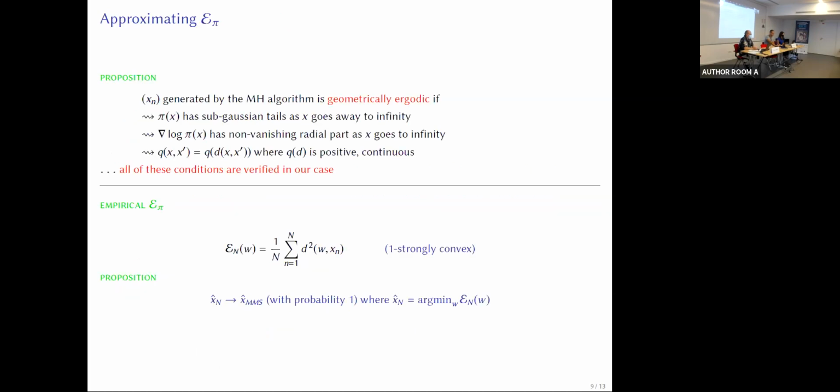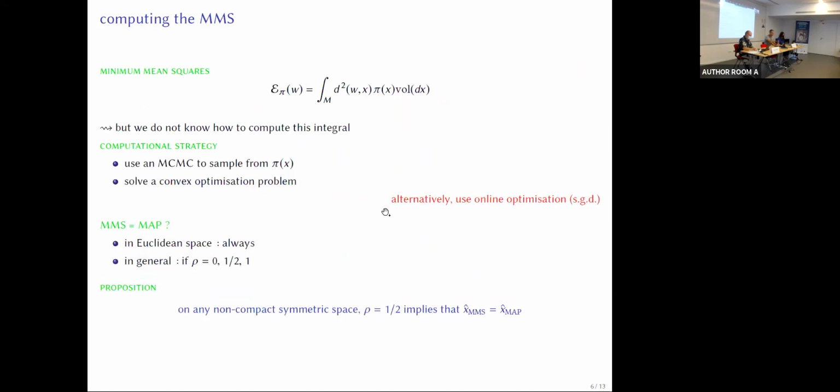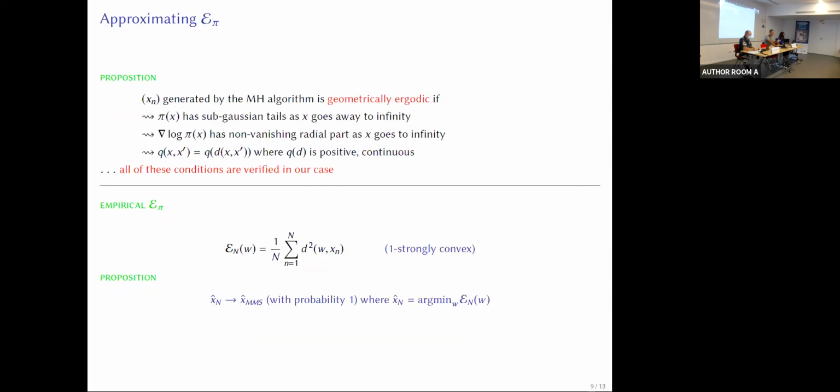So in our case, we have a big theorem, which is proved in the paper that I'm presenting, that says that under certain conditions, xn generated by the MH algorithm is geometrically ergodic. Under certain conditions, which we can discuss in the questions if you want. In the case of the posterior distribution here, which you can see here, all of these conditions are satisfied, meaning I can apply Metropolis-Hastings to sample from the posterior distribution.